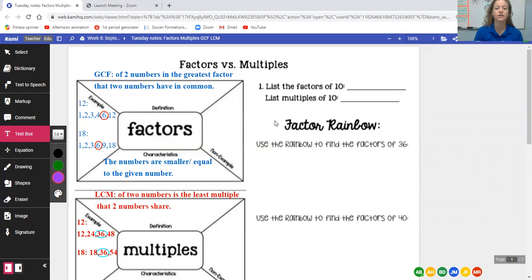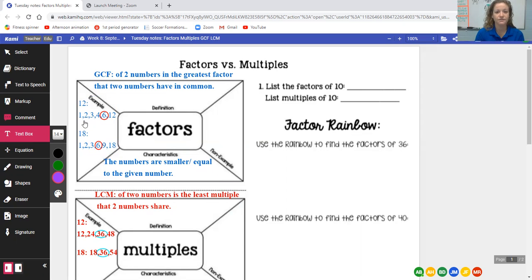All right, so if we're looking at this, let's refer to the numbers 12 and 18. So if you look over at the example, when we're talking about factors, factors are going to be your small numbers, okay? So that is a good characteristic of a factor. The numbers are smaller or they can be equal, because in your factors, you can have the number that you start with.